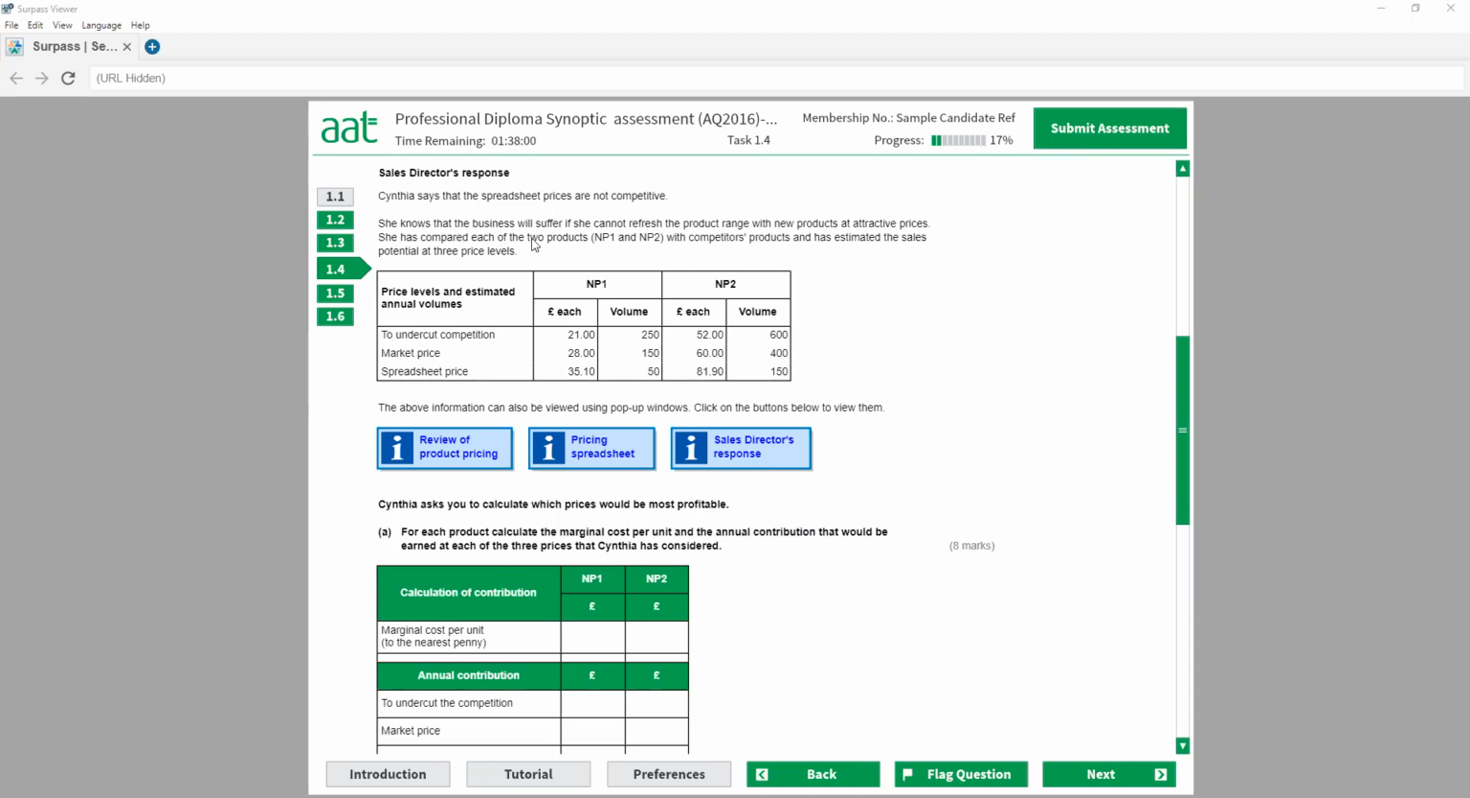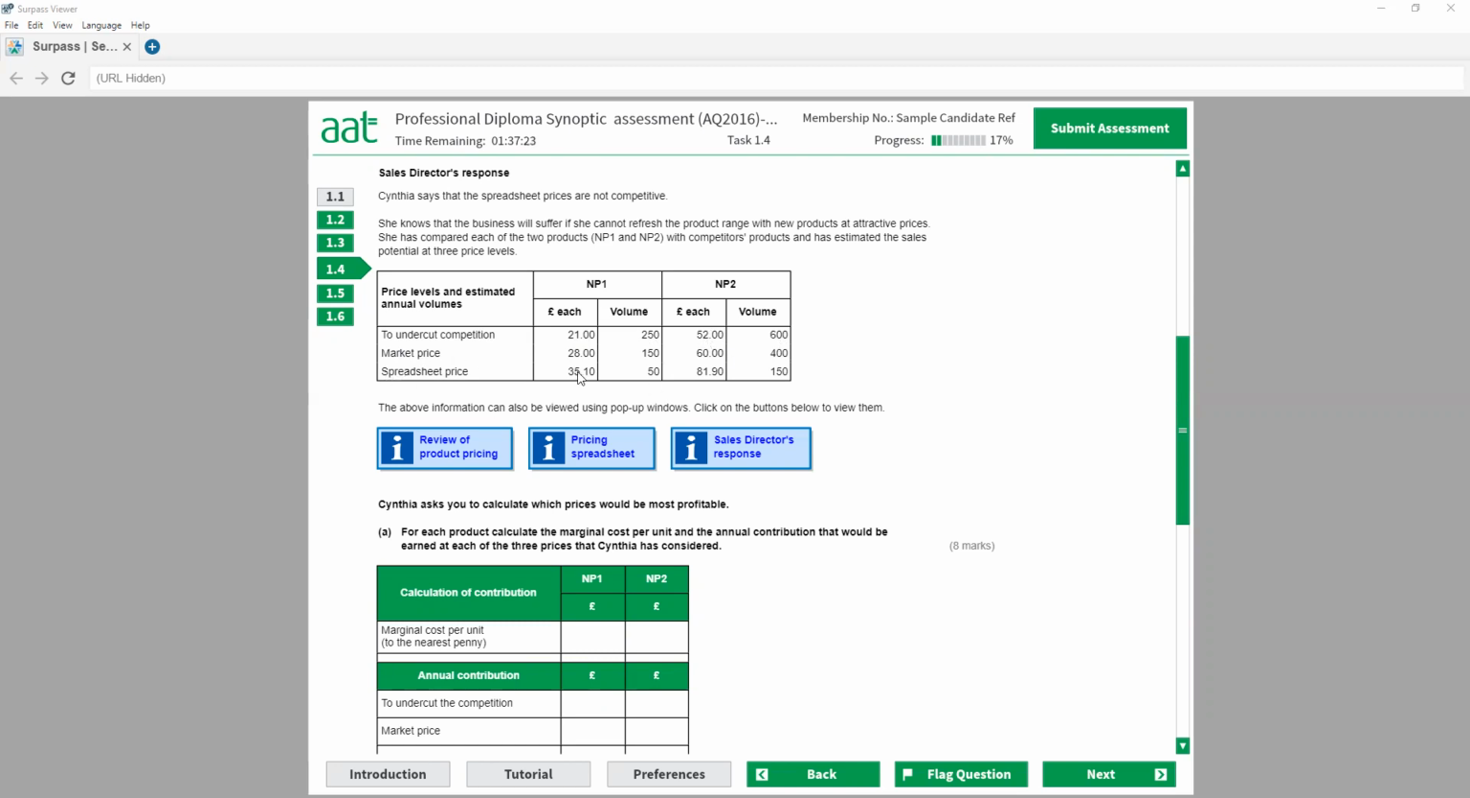She knows that the business will suffer if she cannot refresh the product range with a new product at an attractive price. She has compared each of the two products, NP1 and NP2, with the competitor's product and has estimated sales potential at three price levels. So you have NP1 and NP2 price levels and estimated annual volume to undercut competition. That's the price. If I try to undercut the competition, the price has to be 21 pounds and I can sell 250 units, and NP2 at 52 is 600 units.